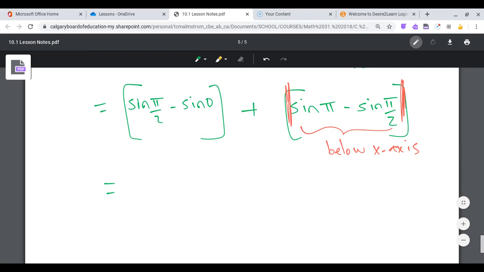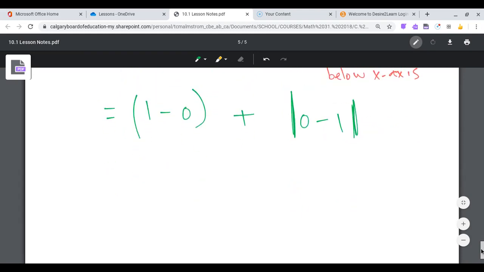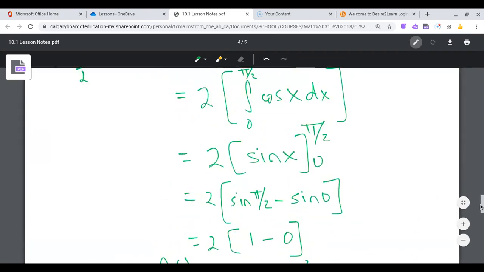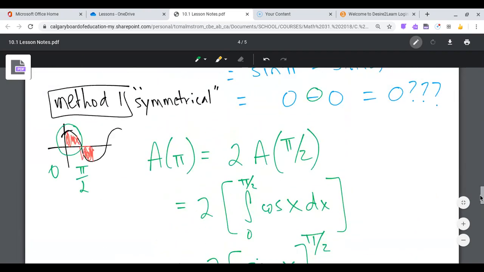So sine pi on 2 is 1, minus sine at 0 is 0, plus sine of pi is 0, minus sine pi on 2 is 1, but I have to take the absolute value of that. And that's where this gets me my 1 plus 1, which is 2 units squared. If you recognize that they are completely symmetrical, then obviously that's the faster method to use. And they're not always going to be symmetrical, which we're going to learn in the second lesson here in 10.2.